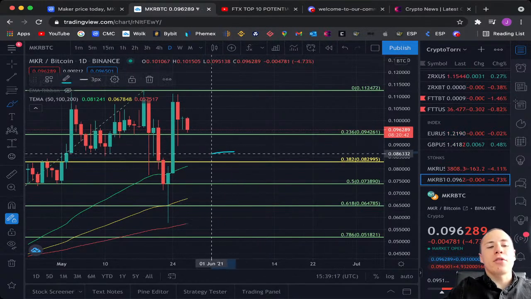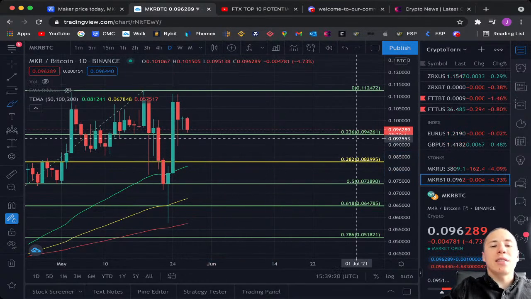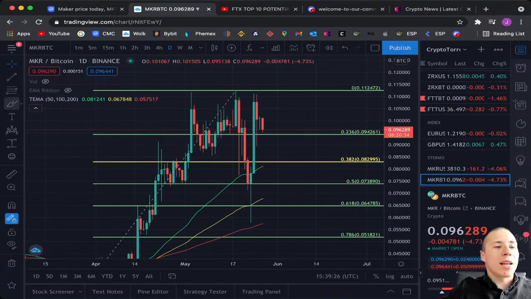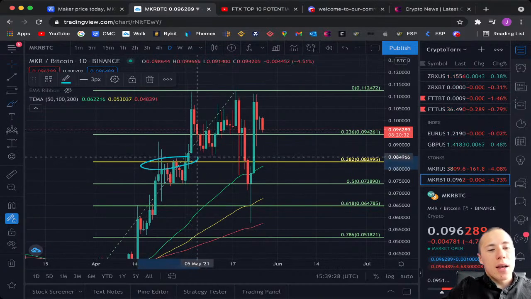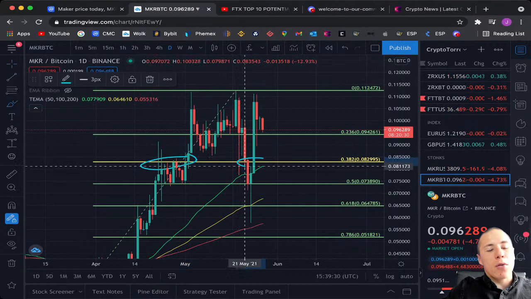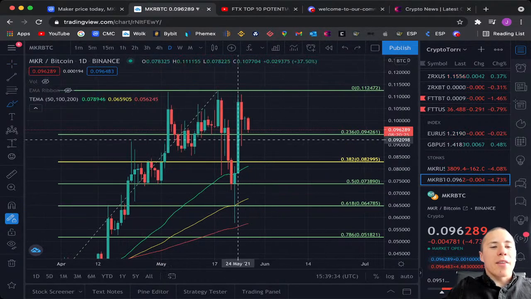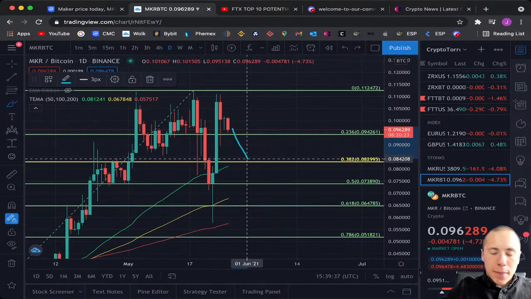because that will be a major level of support, not just because it is the 0.382, the golden pocket entry on the Fibonacci chart, but also because you could see already over here it served as major resistance, as well as resistance over here. So I think personally that will be holding strong if a breakout towards the downside occurs on the Maker chart compared to Bitcoin.